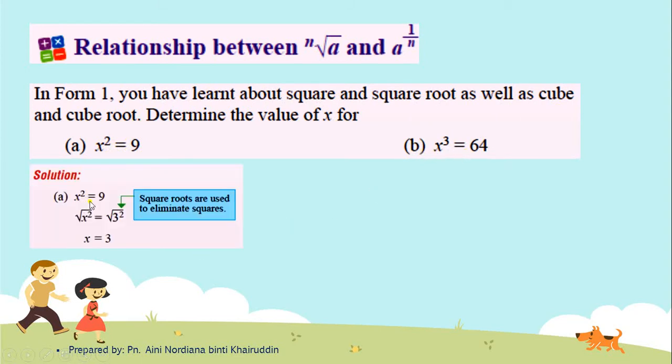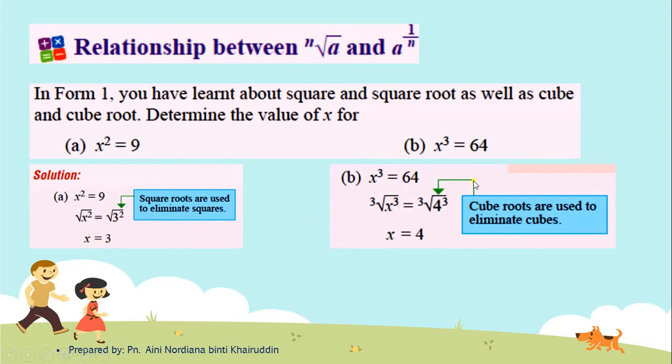So x squared equals 9. So we square root both sides to eliminate the squares. So x equals 3. For B, cube root is used to eliminate cubes. So then the answer is x equals 4.